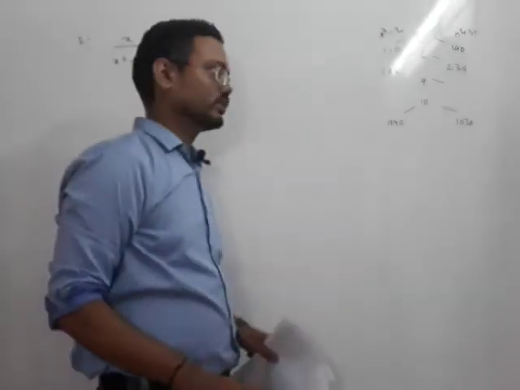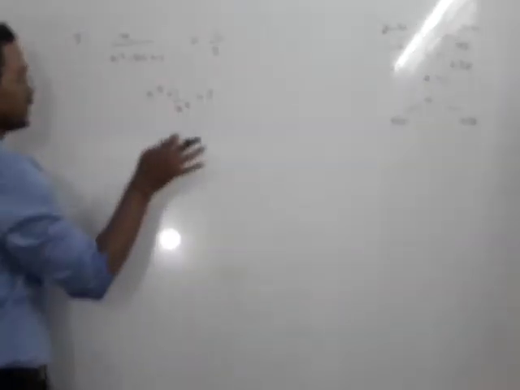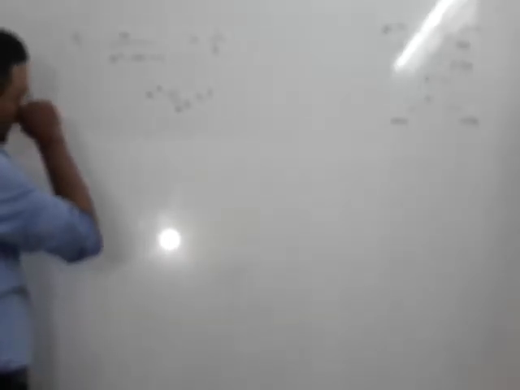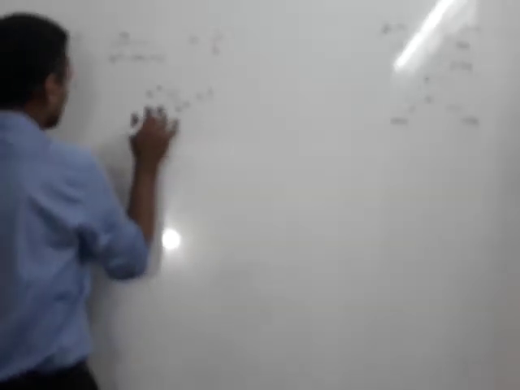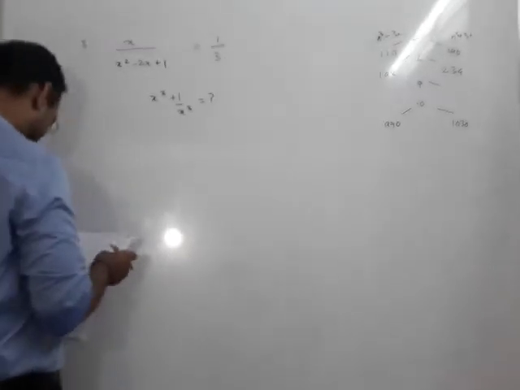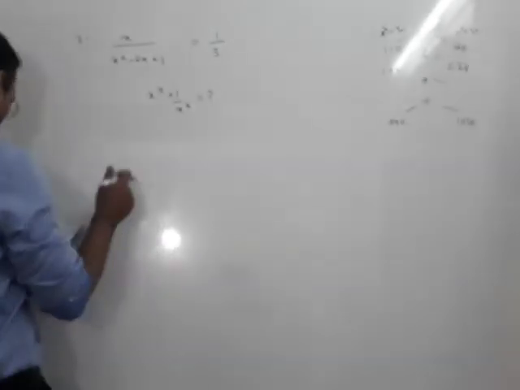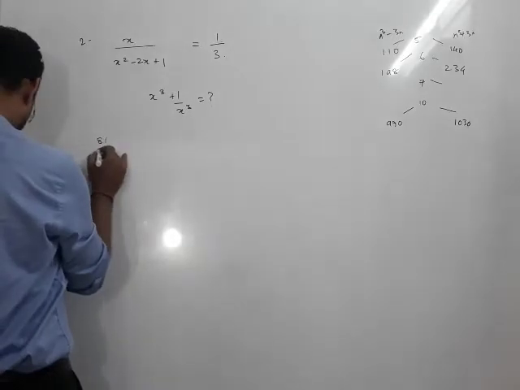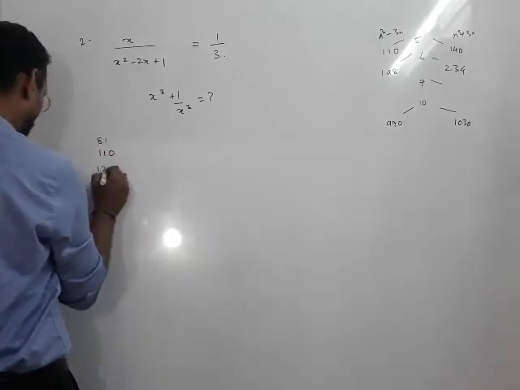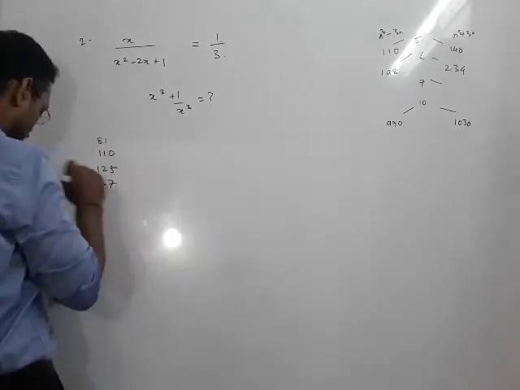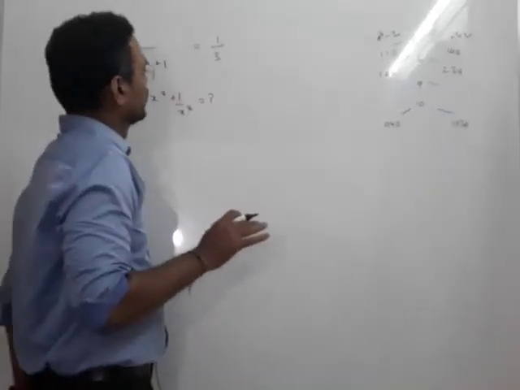Assuming that you have solved it 5 to 6 times, or you have seen it 5 to 6 times, then you will at least recollect these numbers. What they've asked for is this, and what are the options? Options are 81, 110, 125, 27. Okay, these are my options.